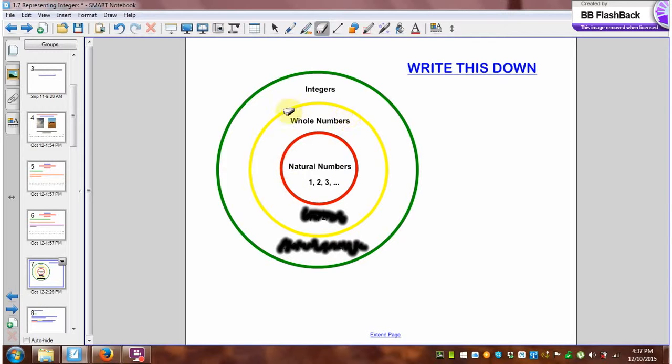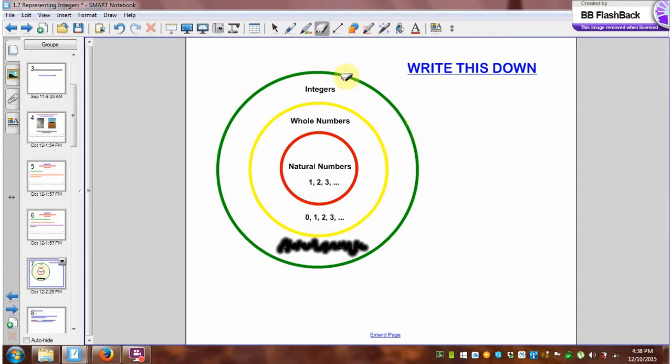Okay, so whole numbers. I want you to write these down as well. Whole numbers are all of the natural numbers plus 0. So 0, 1, 2, 3, 4, 5, 6, 7, and on and on. Whole numbers include the 0. An easy way to remember that is whole has the O, the 0-looking letter in it, and I've got the 0 here. So these numbers include the whole 0.